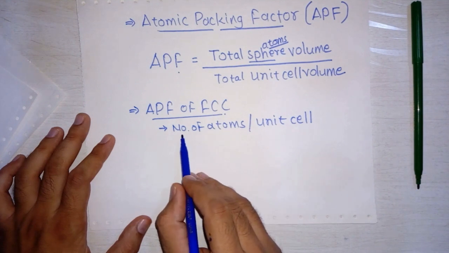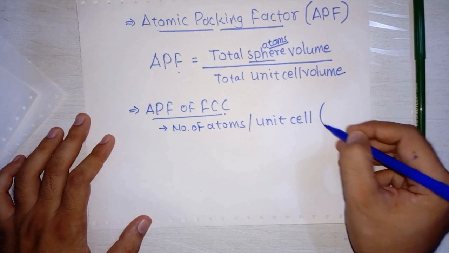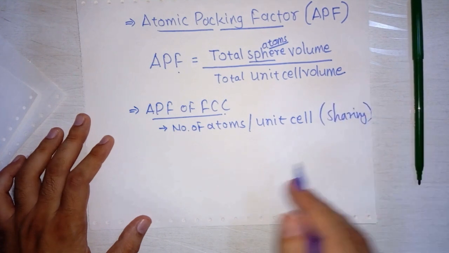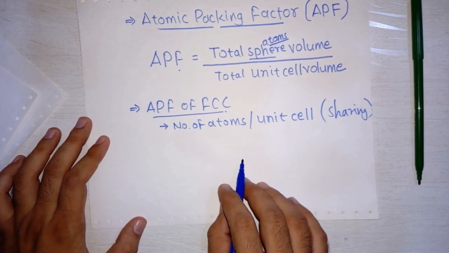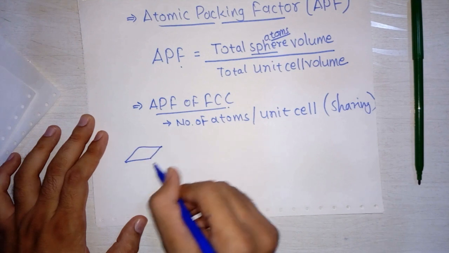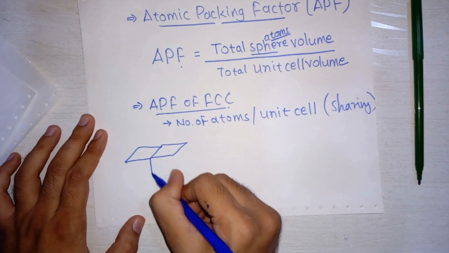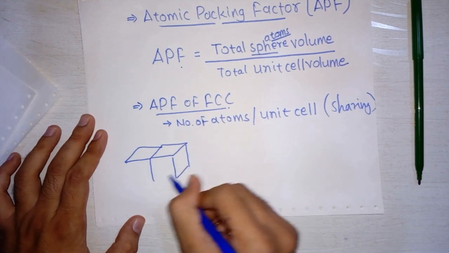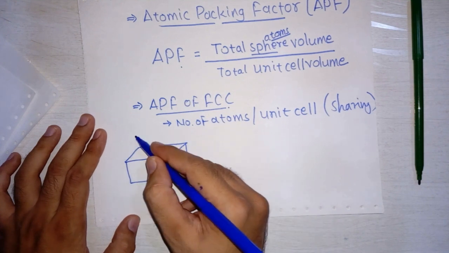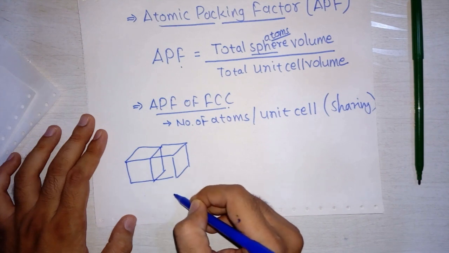While calculating the number of atoms per unit cell, we have to consider sharing of atoms between unit cells. Like for example, if we have one unit cell like this, there must be another unit cell beside it like this. There must be one unit cell at the top, one unit cell over here, one unit cell at the bottom, one unit cell over here.